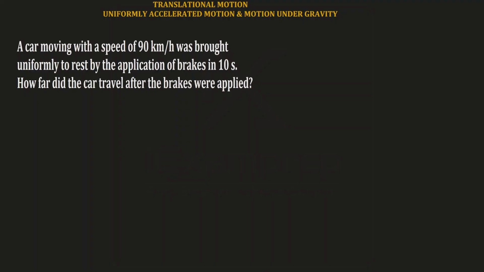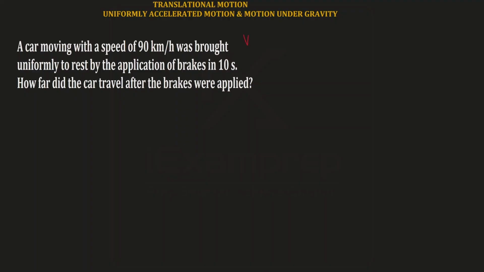If translational motion occurs horizontally, it is known as uniformly accelerated motion. And if it occurs vertically, we commonly call it motion under gravity. For you to solve problems on translational motion, you must be familiar with the equations of motion. And these are the equations of motion.